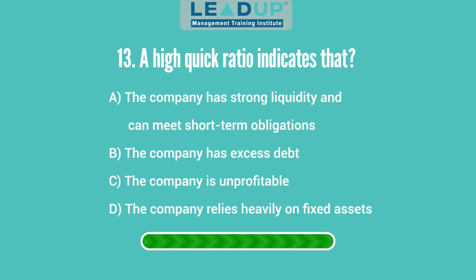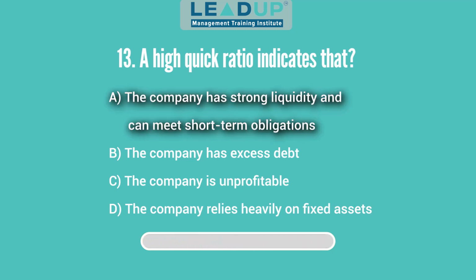Question 13. A high quick ratio indicates that A. The company has strong liquidity and can meet short-term obligations. B. The company has excess debt. C. The company is unprofitable. And D. The company relies heavily on fixed assets. Answer: the company has strong liquidity and can meet short-term obligations.